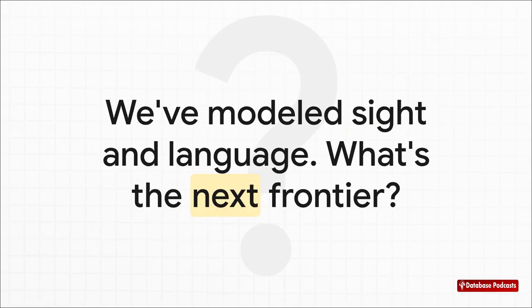And that brings us to a really fascinating question for the future, doesn't it? We've managed to create architectures that can mimic, in a way, our ability to see and to understand language. So, what's next? Touch? Smell? As we get better and better at modeling the world's complexities, the possibilities are just truly astounding to think about.